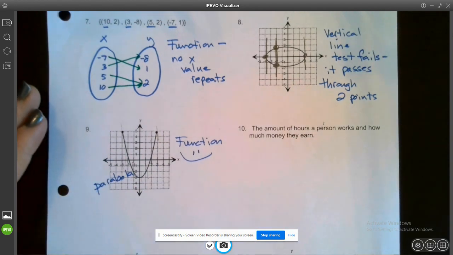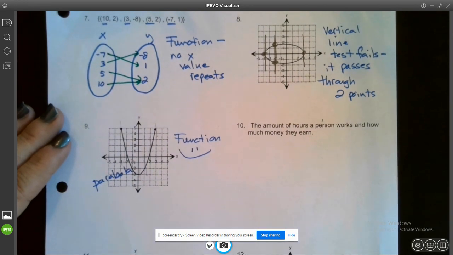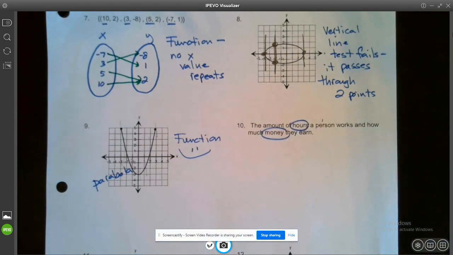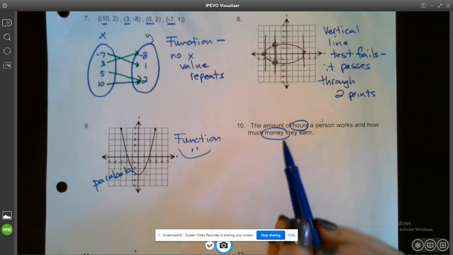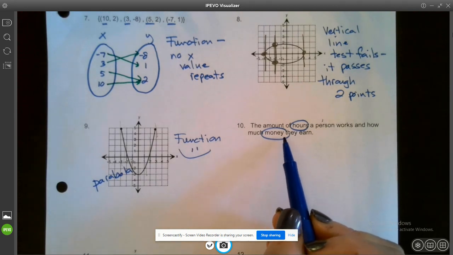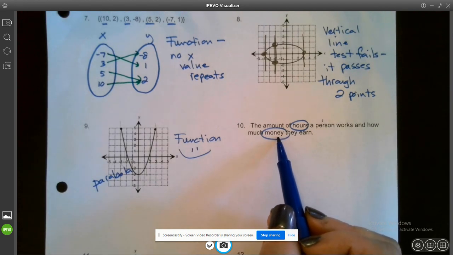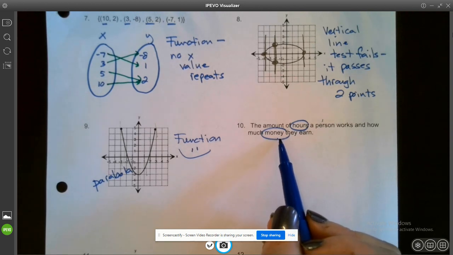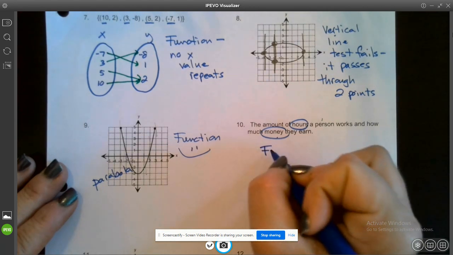Okay, it does work. So let's look at 10, the amount of hours a person works and how much money they earn. Okay, so hours versus money. With your first job, maybe you get $10 an hour. If you work for 5 hours, you know you're getting $50. Absolutely, for the amount of time you work, you will know the specific amount of money, especially if you're trying to save for a car, right? If you're trying to save for that awesome video game that you want, right? Or maybe a new iPhone. Okay, so this is definitely a function.